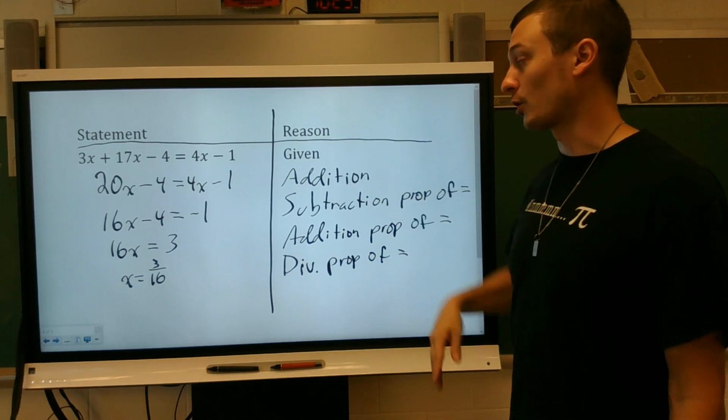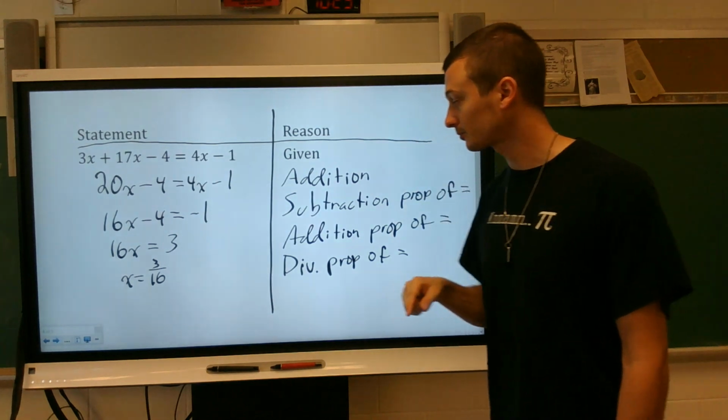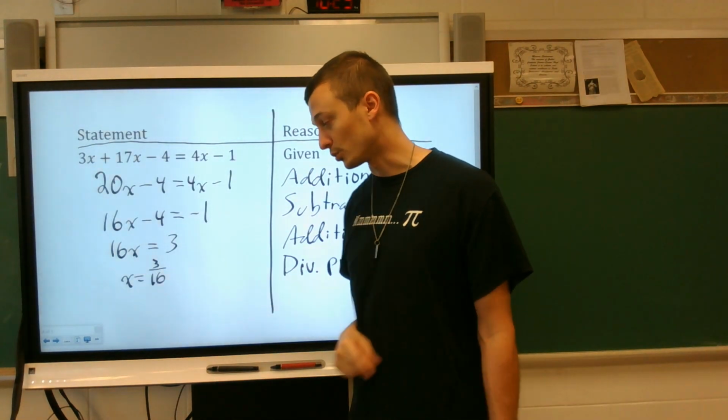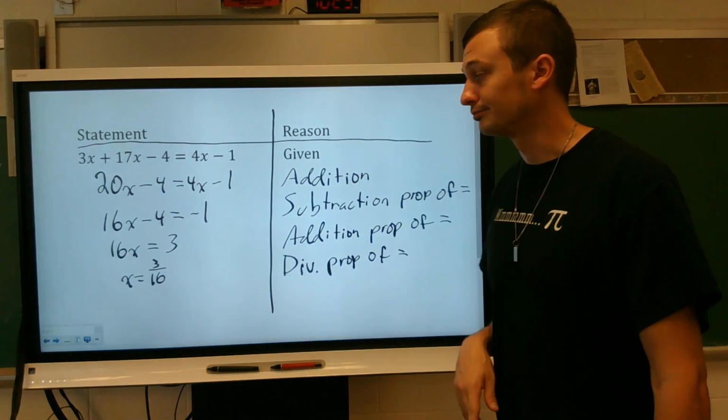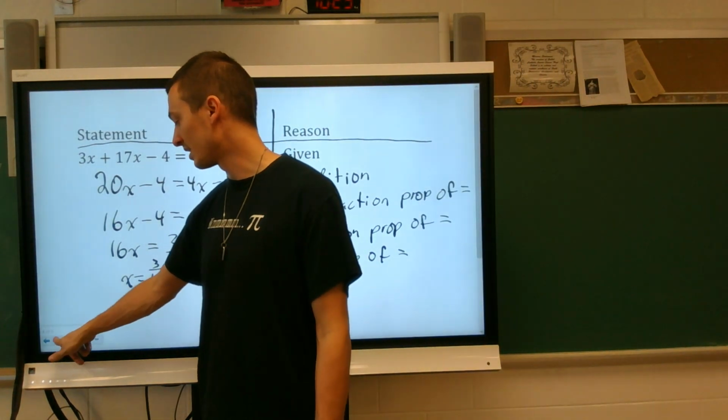And these could be in different order. Like these two can switch places. My statements would be a little different, but those two could absolutely switch places. I would still end up with x equals 3/16. We'll confuse things. Let's look at the next one.